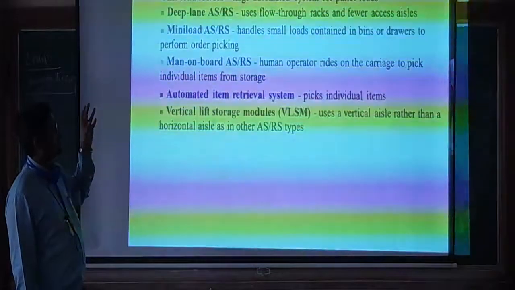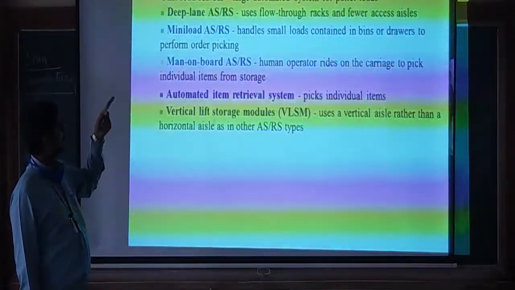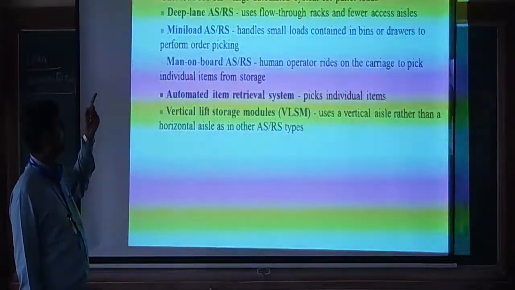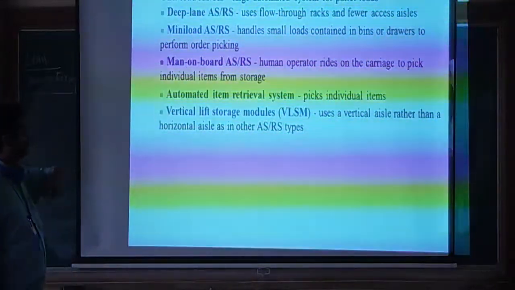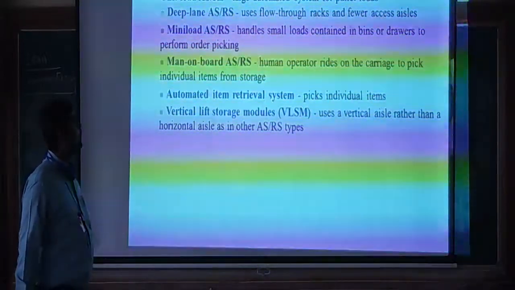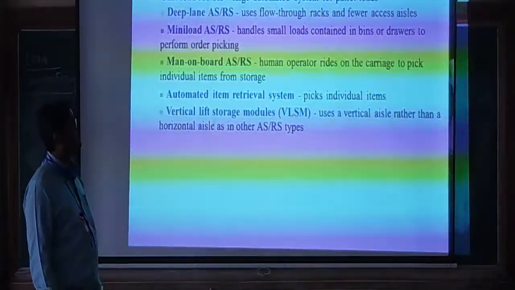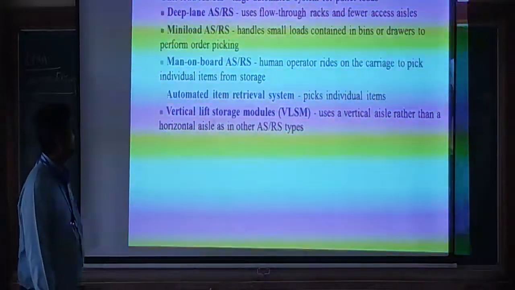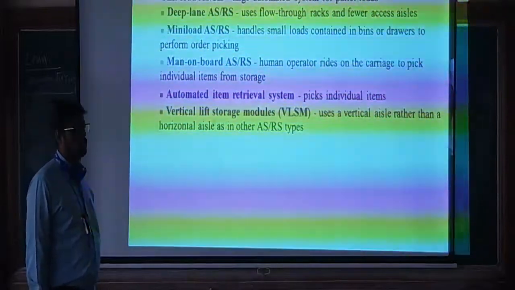Usually deep lane ASRS uses flow through racks and fewer access aisles. Unit load ASRS is the large automated system for pallet loads that we have just seen. Deep lane ASRS is flow through racks with very few aisles. Mini load ASRS handles very small loads contained in bins and drawers to perform order picking. So that is called the mini load ASRS.